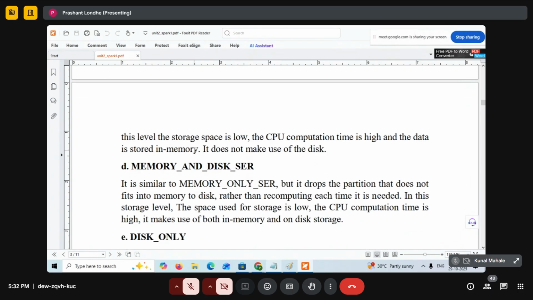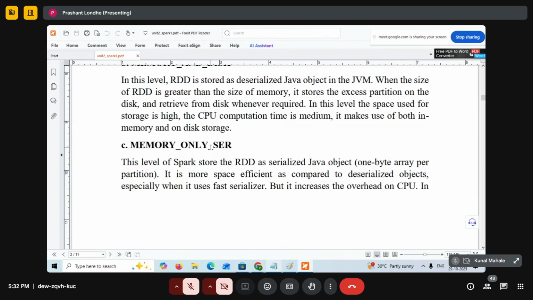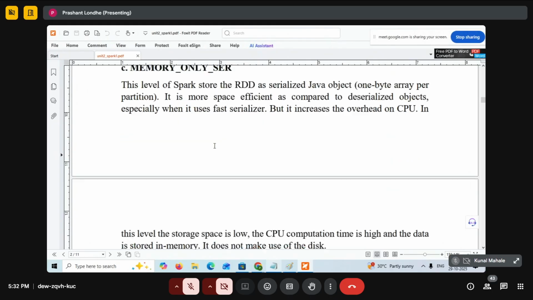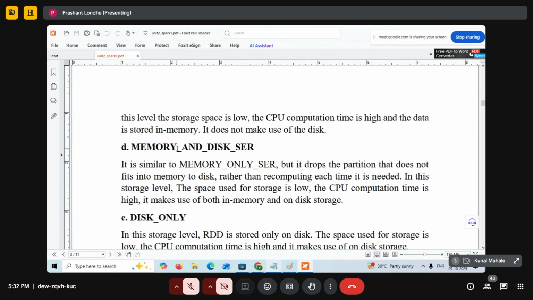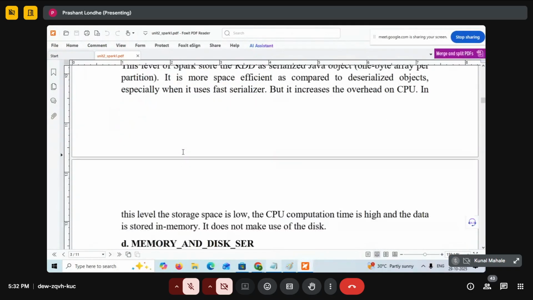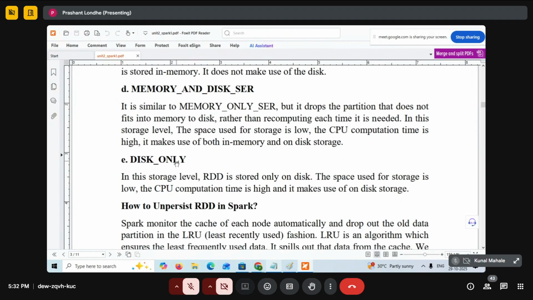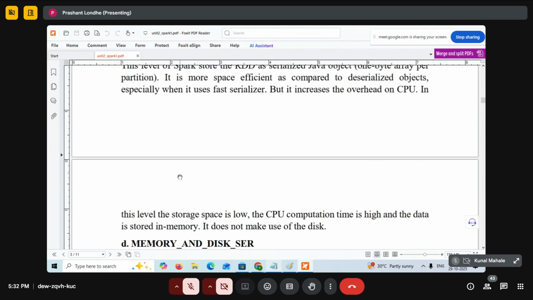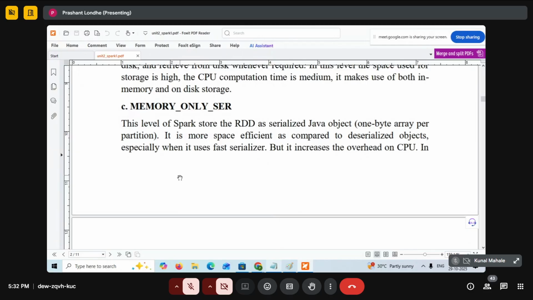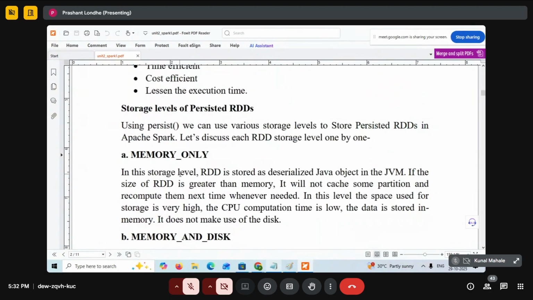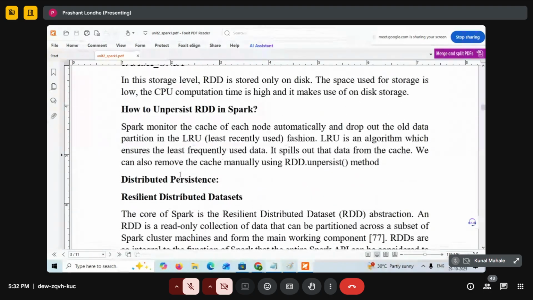Memory and disk server. Now here you are going to use the server memory, and here you are going to use the memory of the local host or the server, and the disk of the server. So here only the memory component will be used, and here you are going to use memory as well as disk. Disk only: in the case of disk only, you are going to store on the disk of the local host machine. So there are 5 levels, and according to these particular 5 levels, it is going to be executed over here.